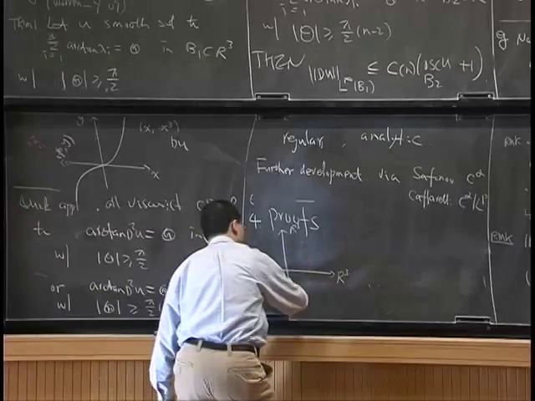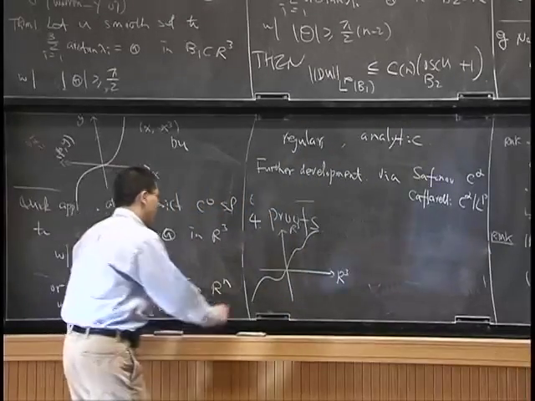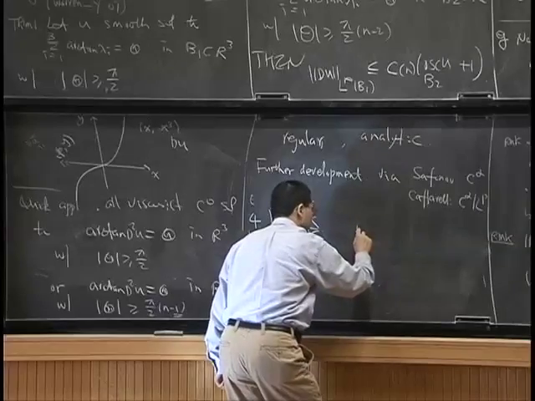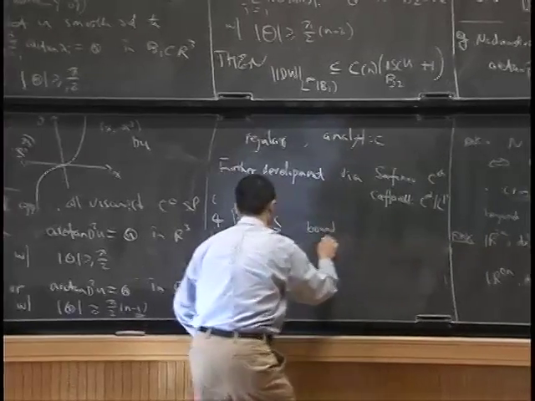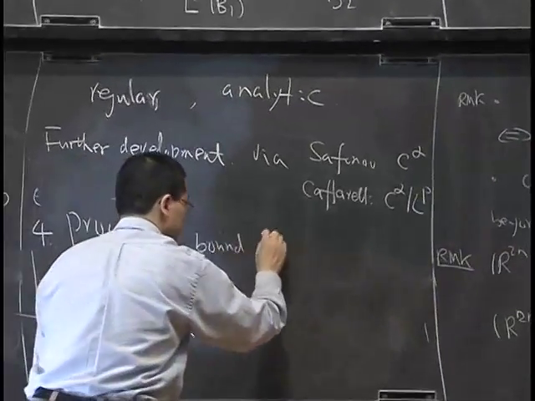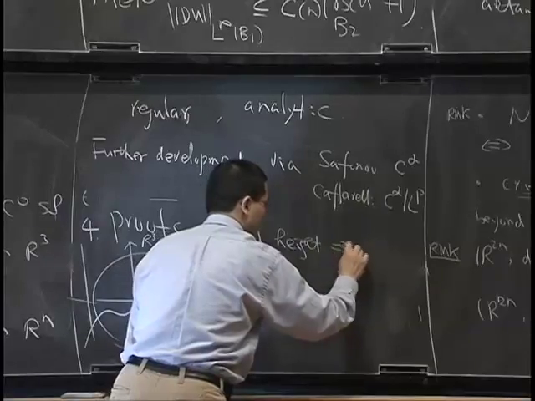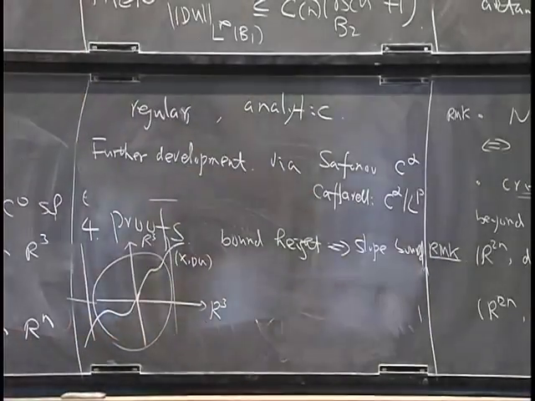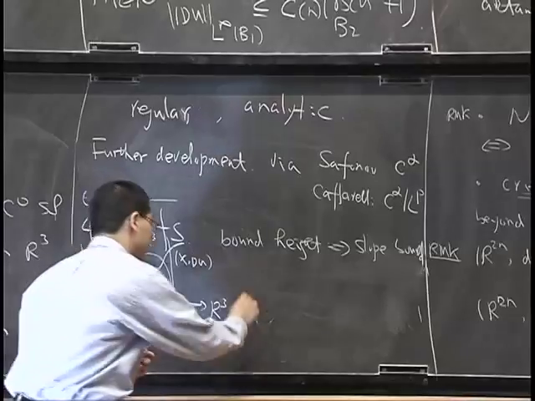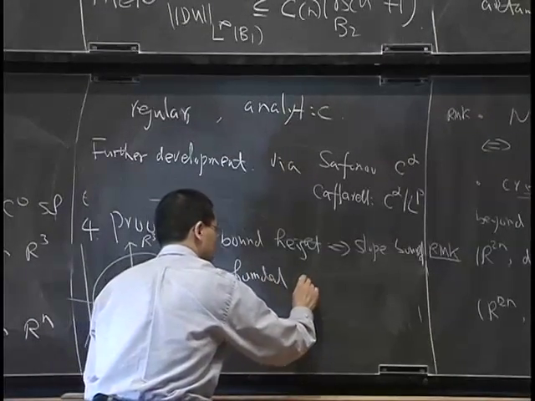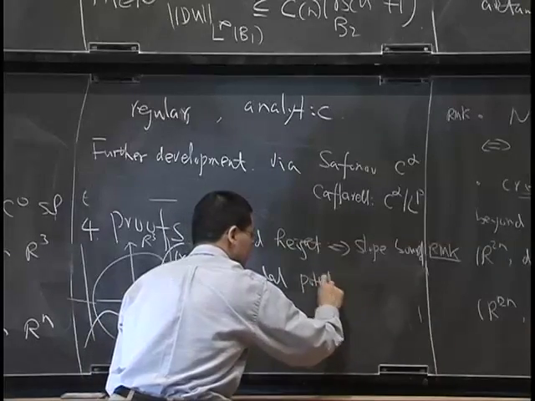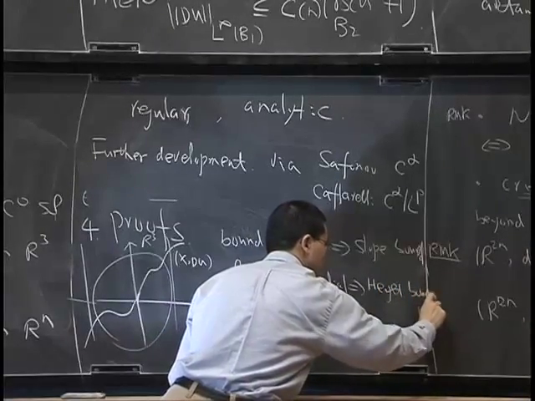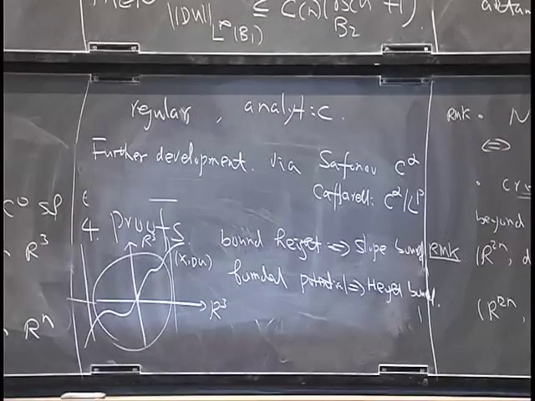Now we have a special Lagrangian graph. What we want to say is, if our height is bounded, we want to say that the slope is bounded. That's what Theorem 1 says. Theorem 2 says that if you have a bounded potential, then your height is bounded. That's what's going on, geometrically.